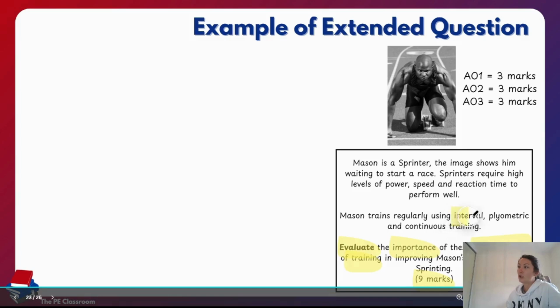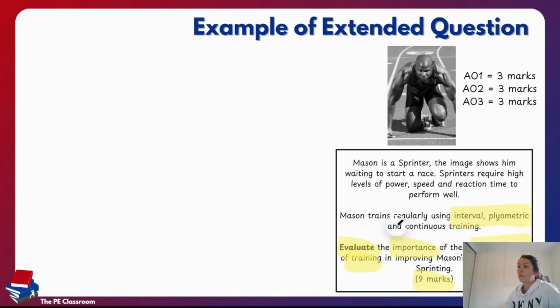It actually gives you what it wants you to talk about, so interval, plyometric and continuous training. So you already kind of know that they are your 3 topics or 3 bits of information that you are talking about. It also gives you the information that you need high levels of power, speed and reaction time, so you know to incorporate them into your answer somewhere.